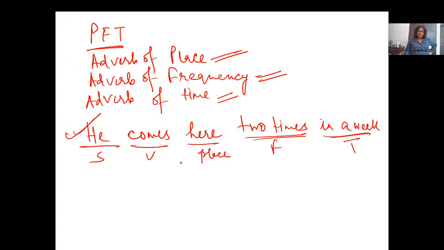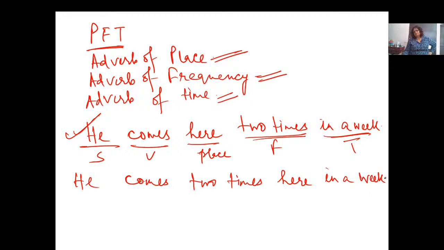But if I am writing, suppose, he comes two times here in a week. He comes two times here in a week. This is the wrong sentence because two times is a frequency. Here that is a position, place, and in a week that is a time. FPT, that is not the correct rule, correct order. The correct order must be PFT.